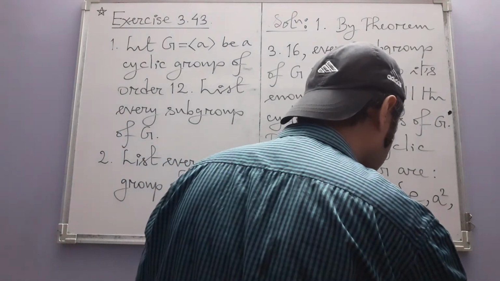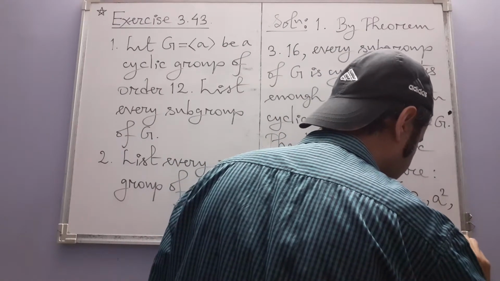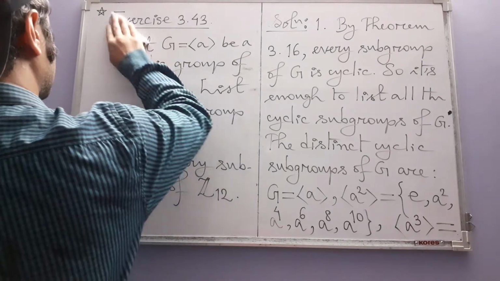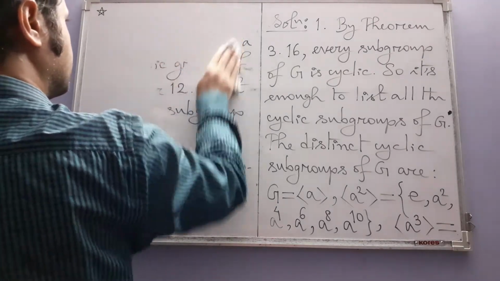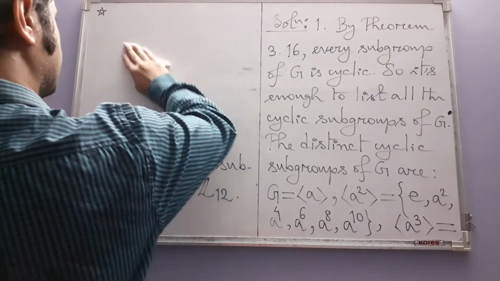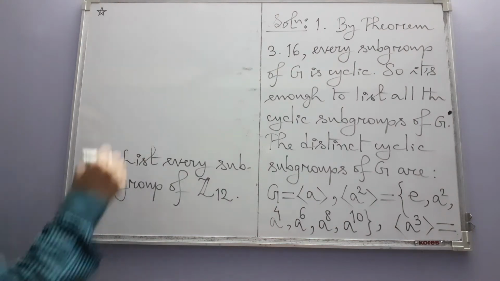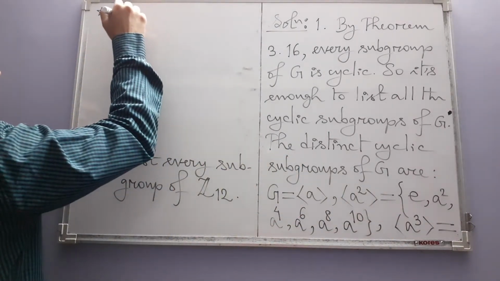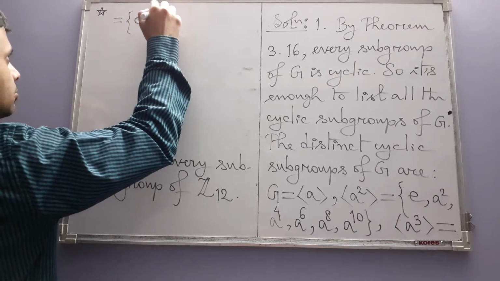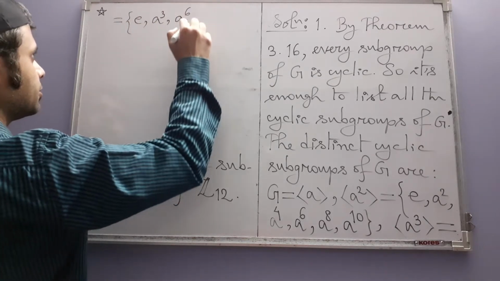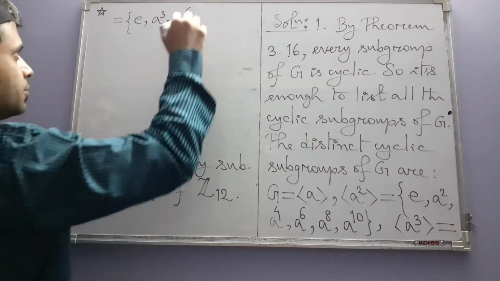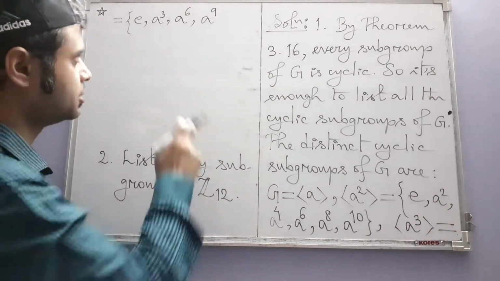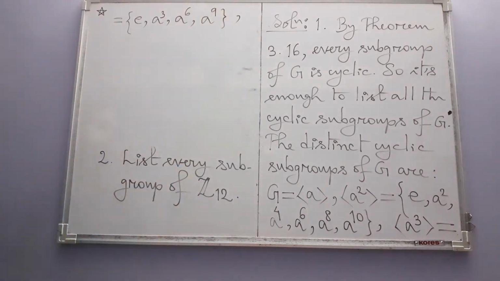Then we have the cyclic subgroup generated by A cubed, whose elements also can be determined like this, and they are E, A cubed, A to the power 6, which is the square of A cubed, then the cube of A cubed gives us A to the power 9, then the fourth power again becomes A to the power 12, which is E.